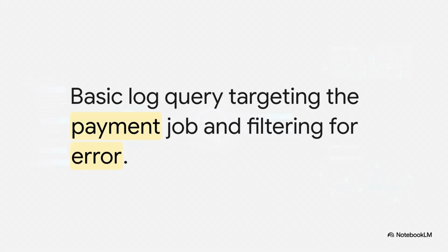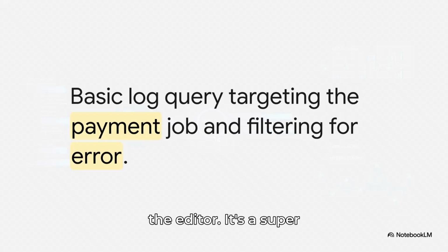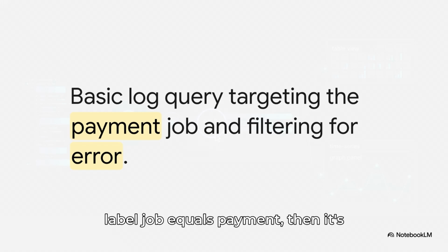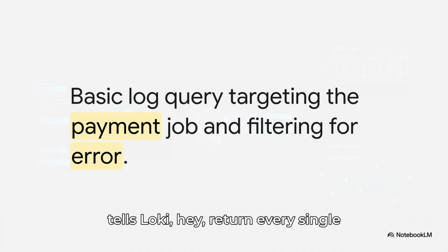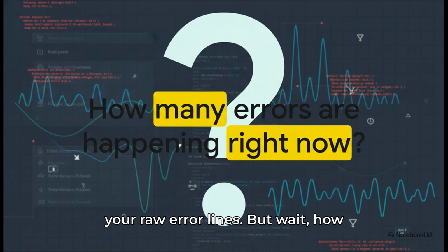As a support engineer, your muscle memory probably has you typing this base query straight into the editor. It's a super basic log query. It starts with your log stream selector inside those curly braces, targeting the label job equals payment. Then, it's followed by a simple line filter, pipe equals error. This just tells Loki, hey, return every single log line from the payment job that contains the word error. So you hit run and boom, you've got your raw error lines.